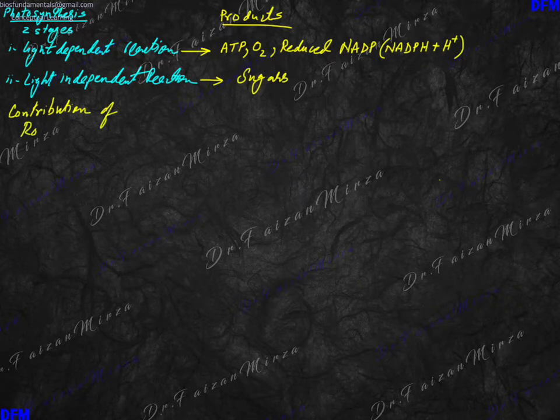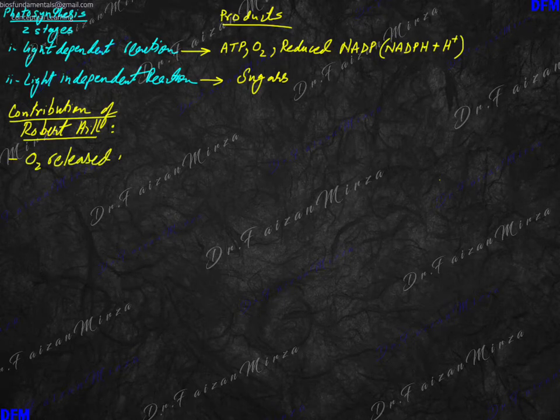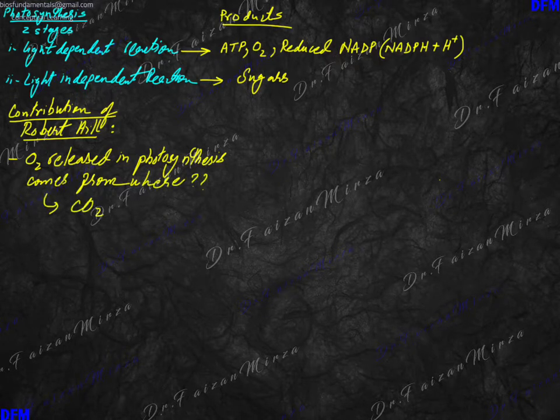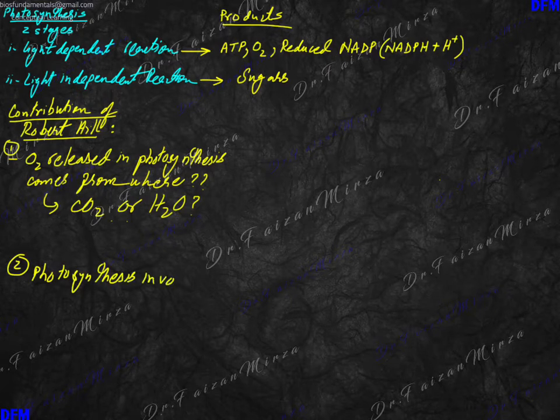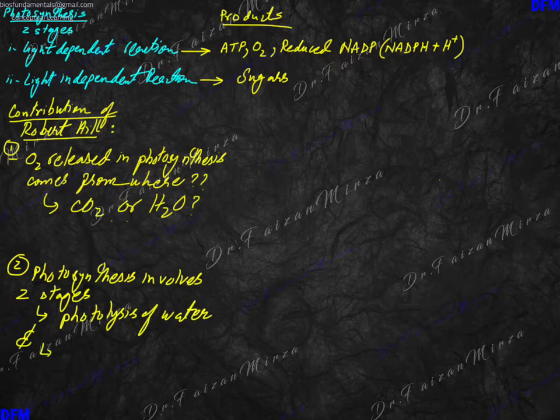What's the contribution of Robert Hill? Robert Hill was a renowned scientist, and his major contribution is that he found out that oxygen is released in photosynthesis, and he was able to point out that this oxygen comes from water and not from carbon dioxide. Similarly, he was also able to point out that photosynthesis involves two stages.